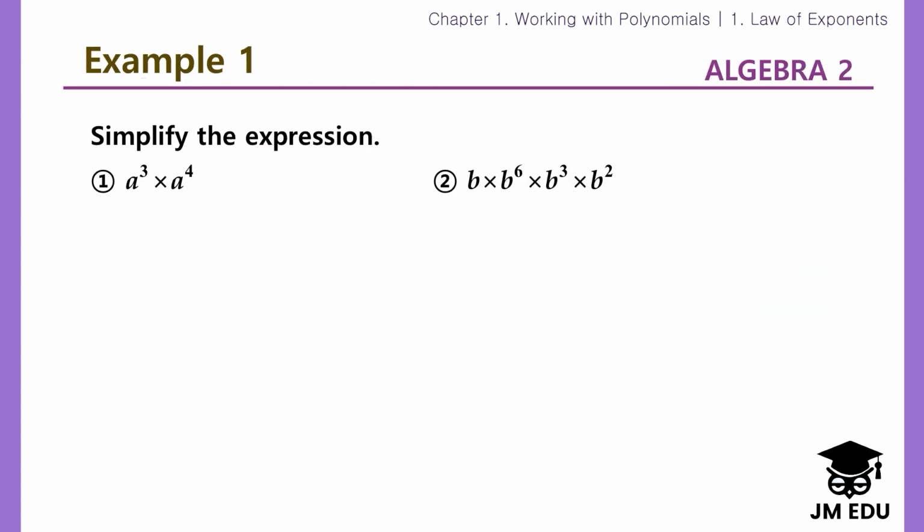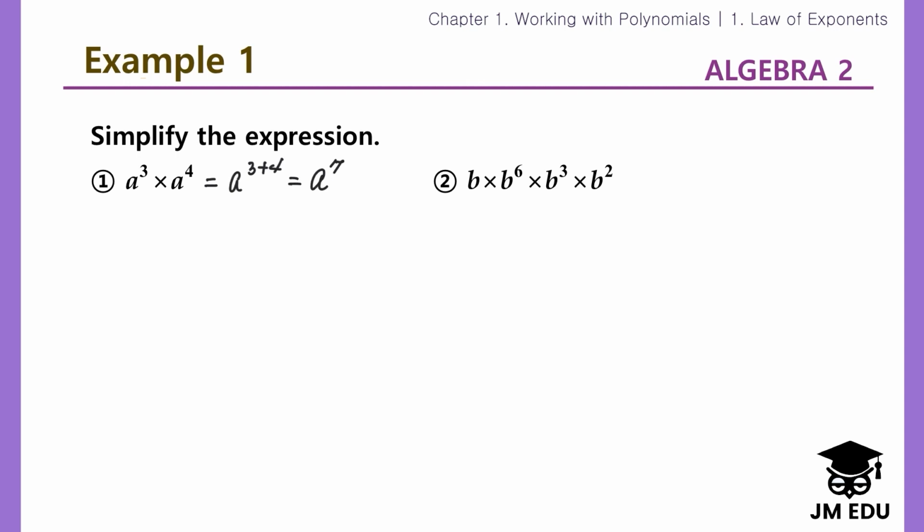Let's try example number 1. The question is to simplify the expression. For number 1, we have a cubed times a to the power of 4. So that is equal to a to the 3 plus 4, right? So that's going to be a to the 7.